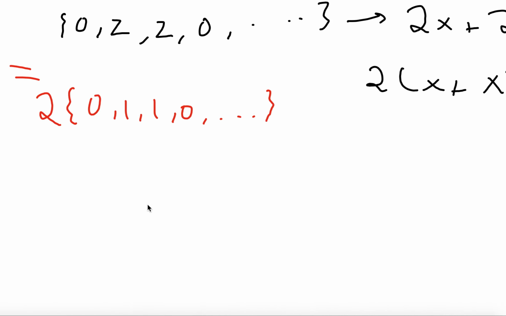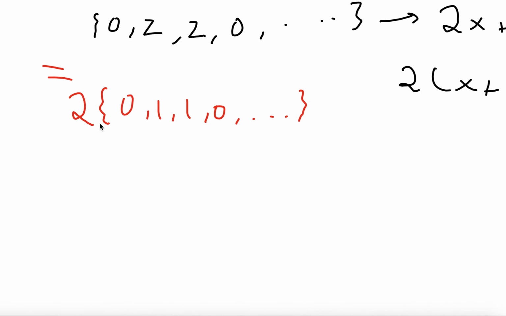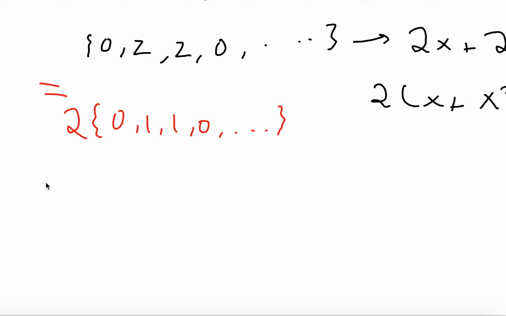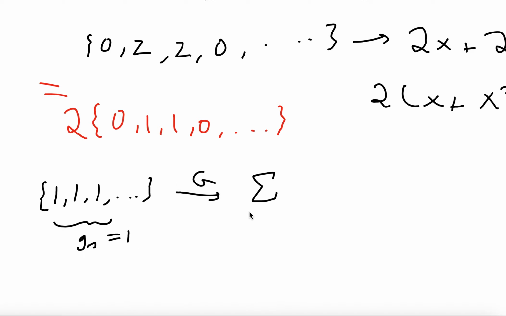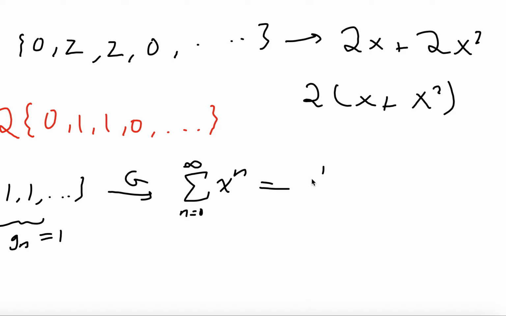Now, the next thing I want to show is a more interesting sequence. Let's take a look at the sequence, maybe 1, 1, 1 forever. So essentially here, our sequence g sub n is equal to 1, which means when we put it in a generating function, we get the sum as n goes from 0 to infinity of, well, g sub n is 1 times x to the n. But look, that's our geometric series from the first episode. So we have 1 over 1 minus x as the answer here.